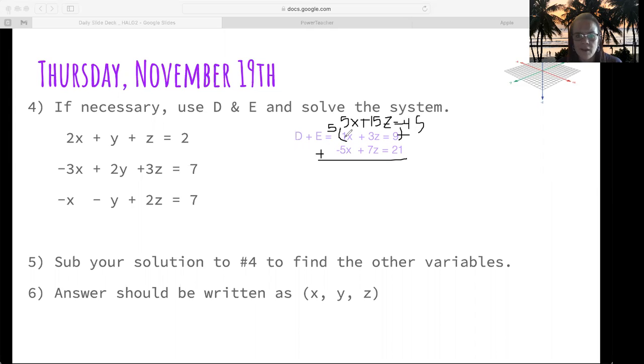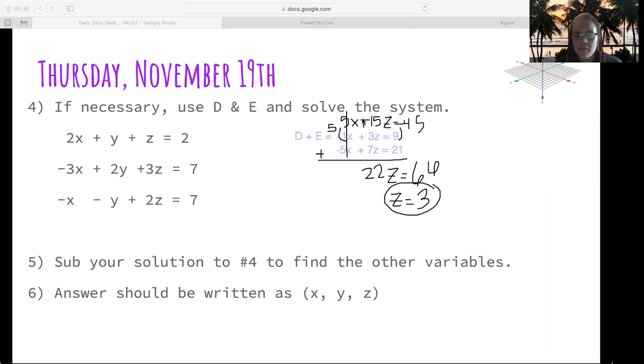Now I'm done with that one. I can add these together. So my x's cancel. 15z plus 7z is going to give me 22z. And then 45 plus 21 gives me 66. Divide by 22, and I get z is 3. Okay, so now when you solve a system, remember our old-fashioned way is we would take this z and plug it back into one of these equations up here.